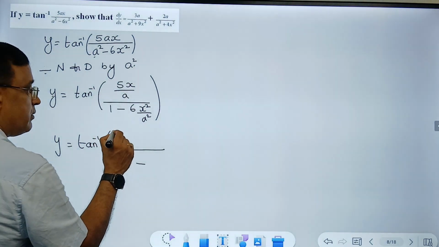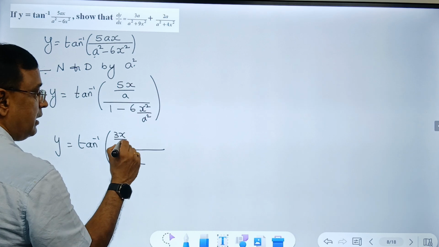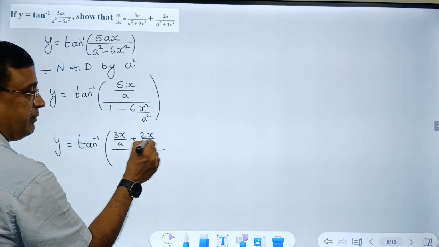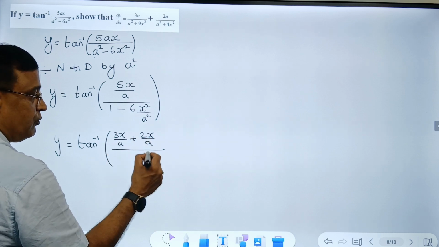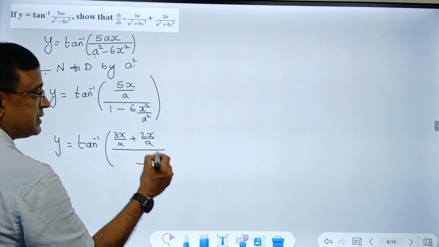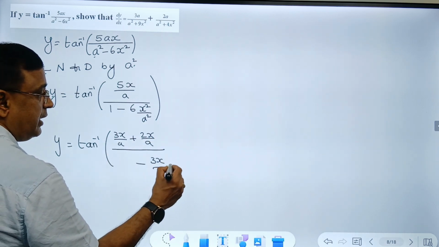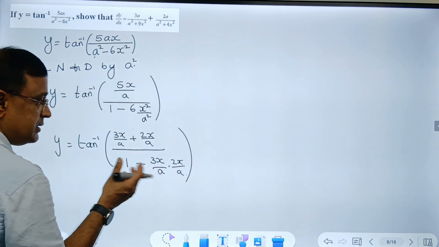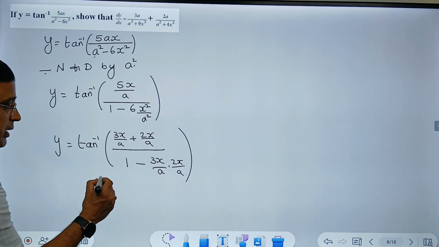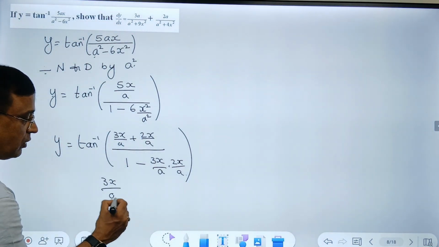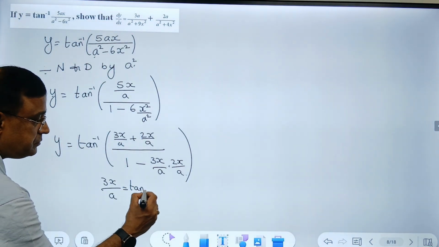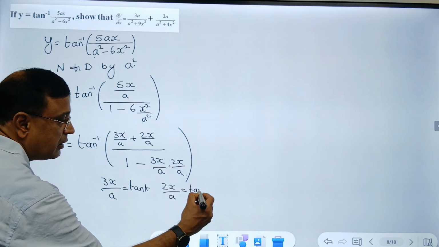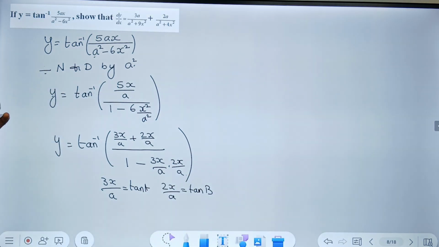So what I will do, I will write this as 3x by a plus 2x by a, which is nothing but 5x by a. At the same time, if you notice, the 6x square by a square can be written as 3x by a into 2x by a. So now you can see some sort of a pattern. What is the pattern? 3x by a, I call it tan A, and 2x by a, I call it tan B.